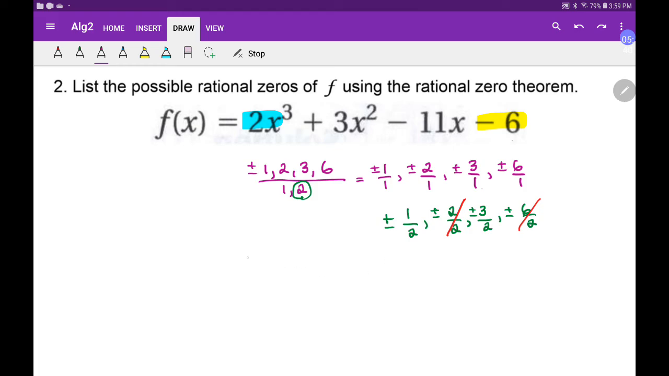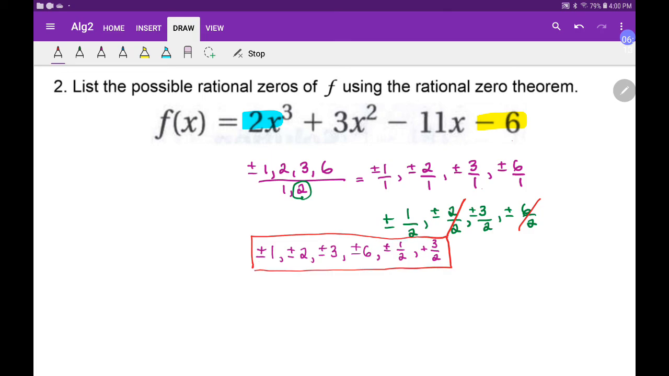All the possible rational zeros are plus or minus 1, plus or minus 2, plus or minus 3, plus or minus 6, plus or minus 1/2, and plus or minus 3 over 2. So that's quite a few possibilities. It's better to know what to try than not to know anything at all. So that's good. That part's good.